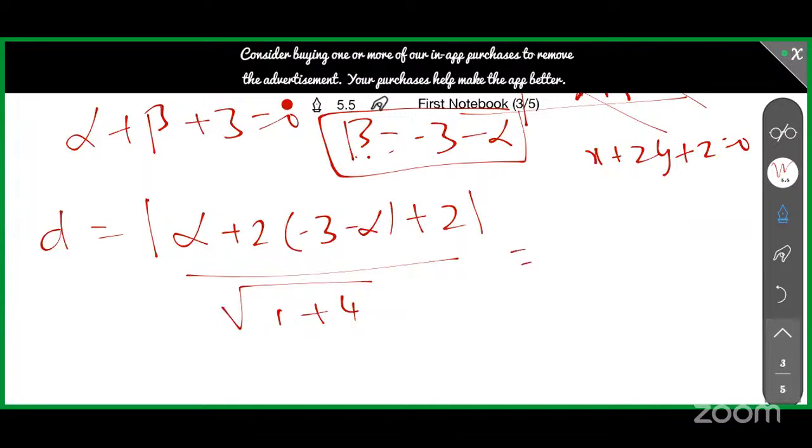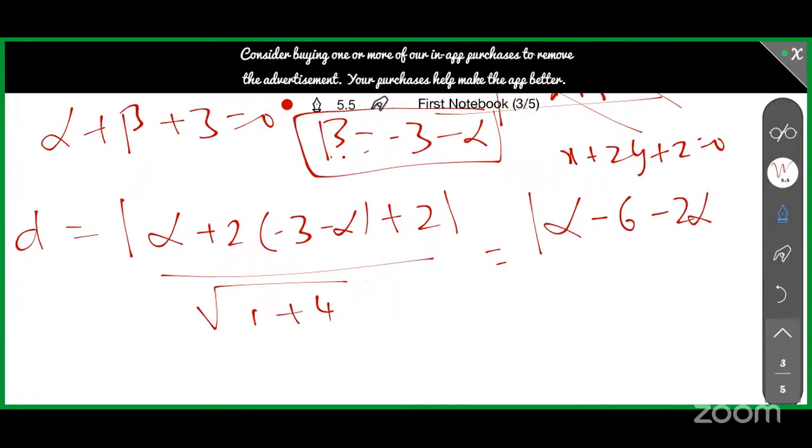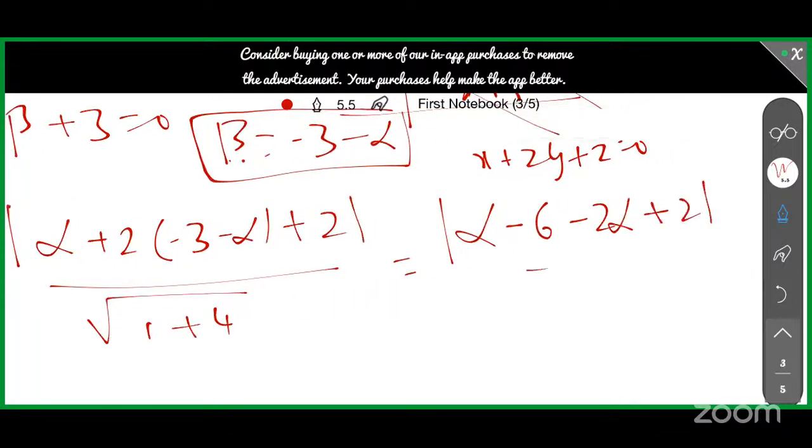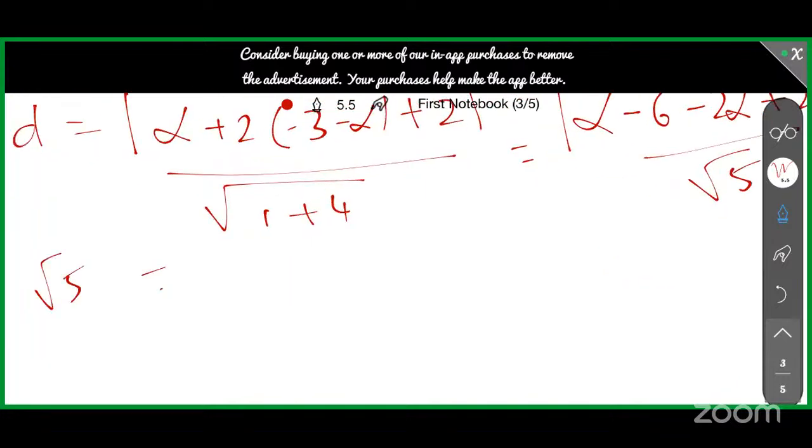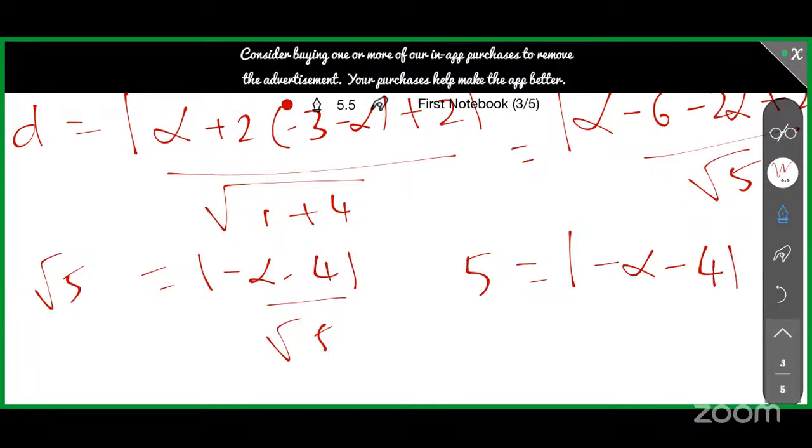That is equal to, I simplify this one, is alpha minus 6 minus 2 alpha plus 2, all divided by root 5. This is equal to minus alpha minus 4. Correct, no? Yes, sir, root 5 is there. Here, minus alpha minus 4 divided by root 5. To cross multiply, 5 is equal to mod of minus alpha minus 4.